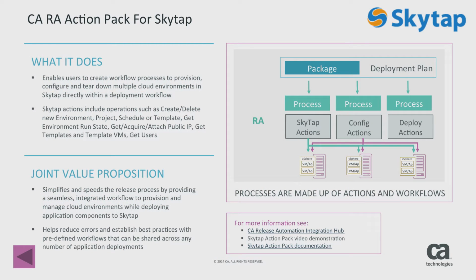The CA Release Automation Skytap Action Pack lets you seamlessly interact with Skytap to improve throughput of the software delivery lifecycle. Enabling testing early and often significantly accelerates time to market, reduces production issues, and lowers the total cost of software releases. The Release Automation Skytap Action Pack enables users to create workflow processes to provision, configure, and tear down multiple cloud environments in Skytap directly within a deployment workflow.